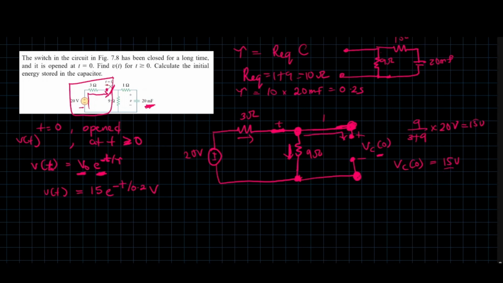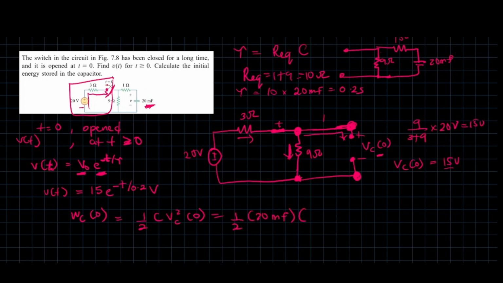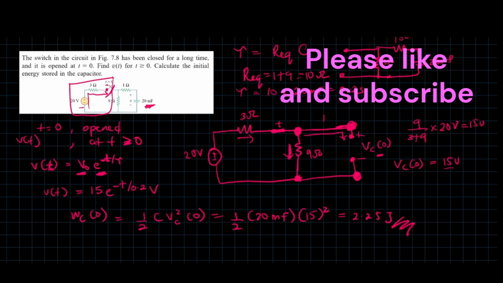Now to calculate the initial energy stored in the capacitor, it's simply this, just initial energy. Zero just means initial. Half C, that's the capacitor, V squared. That is the voltage in the capacitor initially. So it's basically going to be half times 20 mF times 15 squared, which is going to be equal to 2.25 joules. So this is your final answer. I really hope you understood what I explained. Thank you for listening.